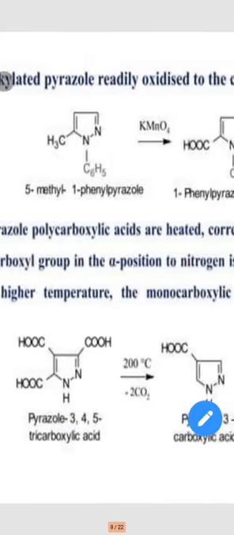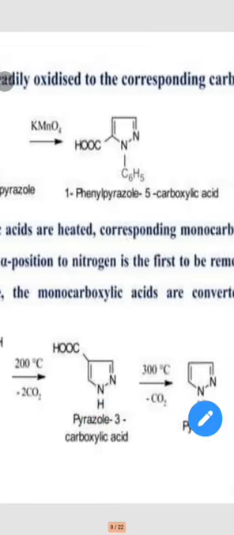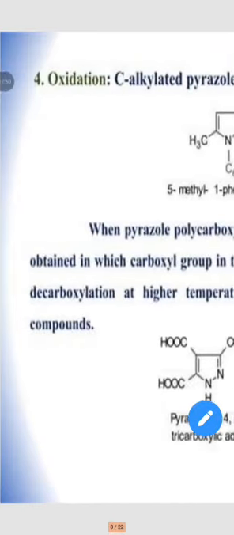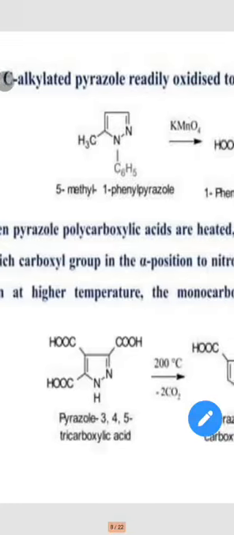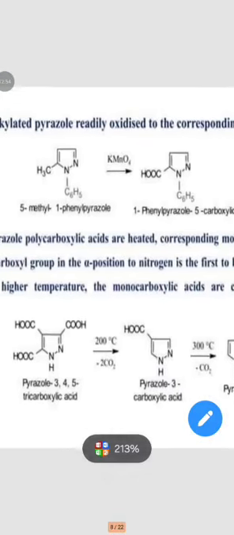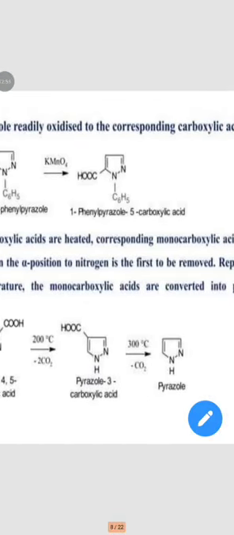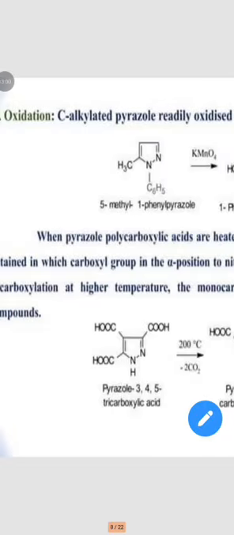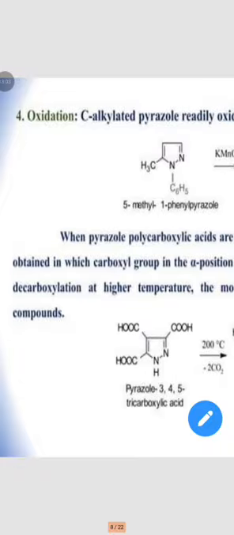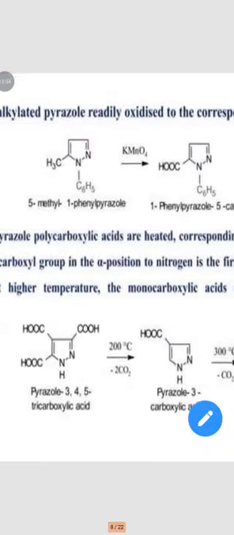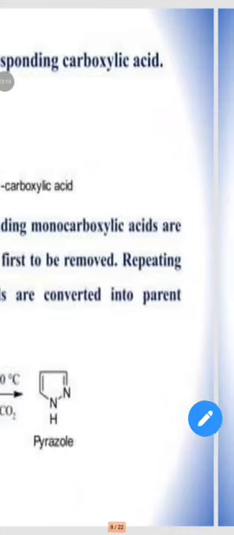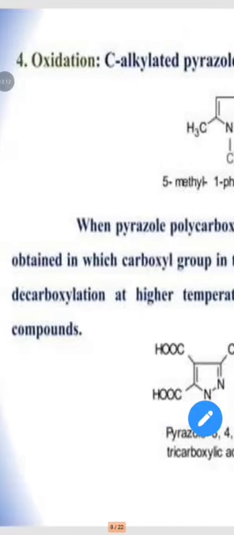Then when pyrazole polycarboxylic acids are heated, the corresponding monocarboxylic acids are obtained, in which the carboxyl group in the alpha position to nitrogen is the first to be removed. On repeated decarboxylation at a higher temperature, the monocarboxylic acids are converted into the parent compound.